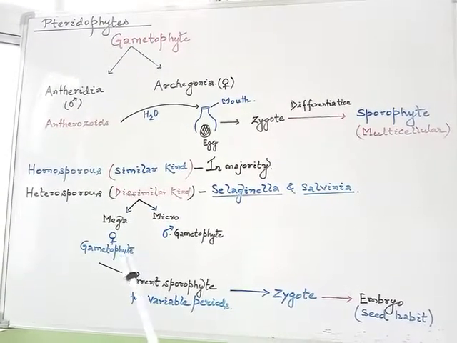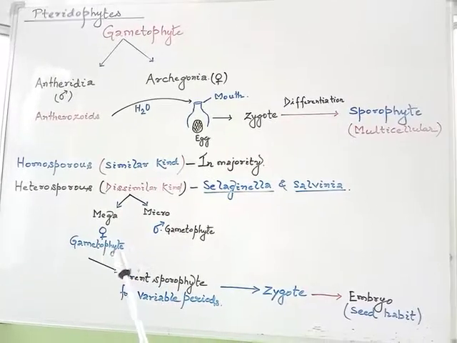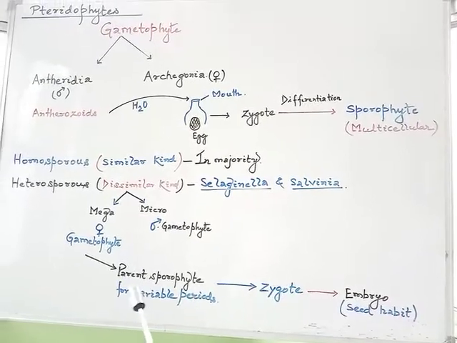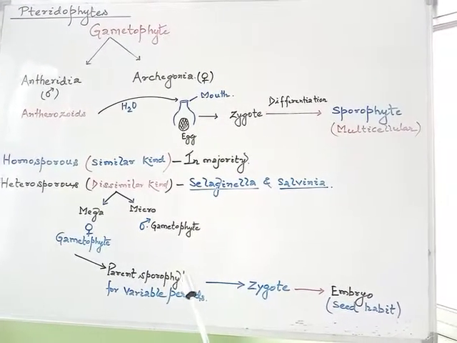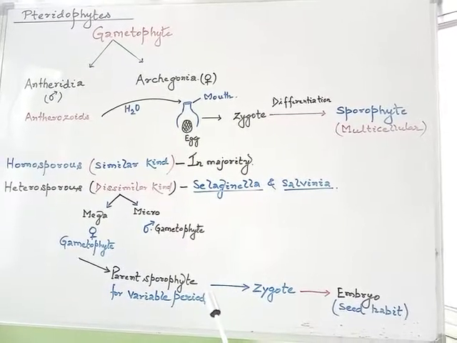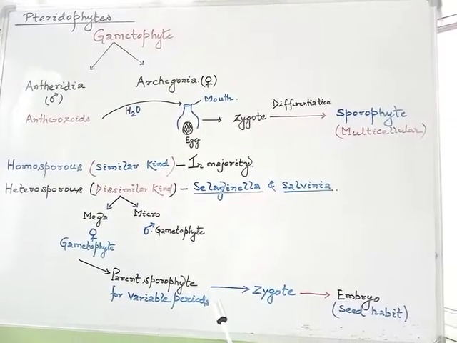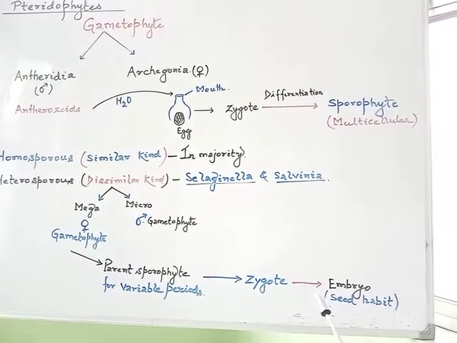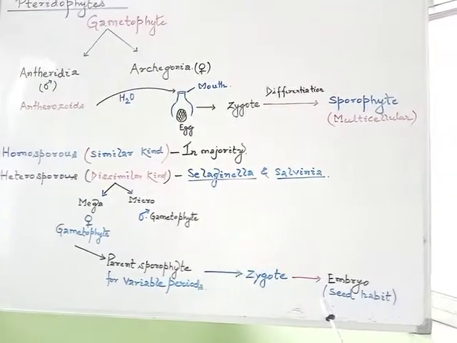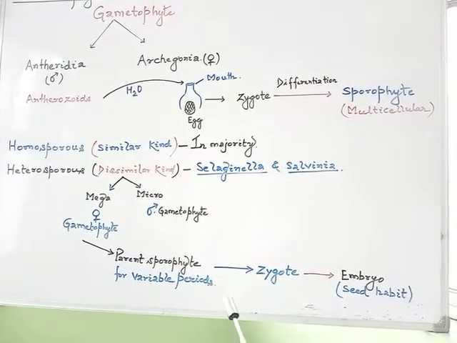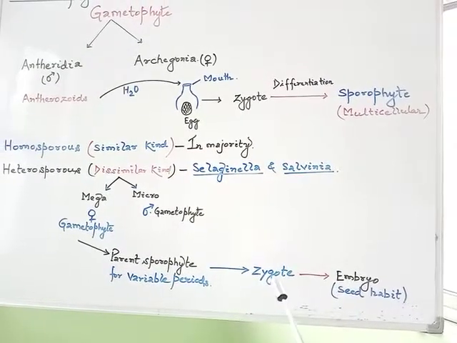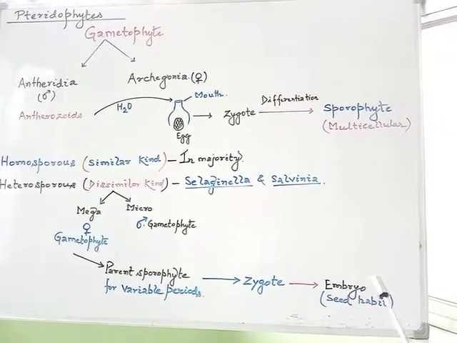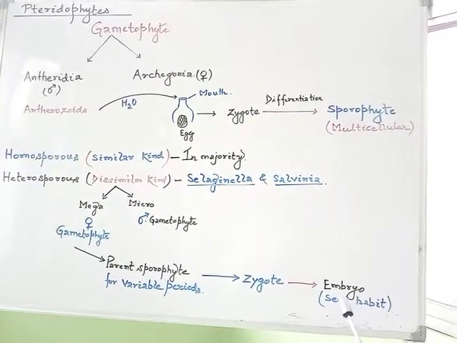The female gametophyte, which is a megaspore, in these plants is retained on the parent sporophyte, meaning upon the sporophytic plant body, for variable periods. So the development of the zygote into a young embryo takes place within the female gametophyte. This event is the precursor to the seed habit, which is considered to be an important step in the evolution process.